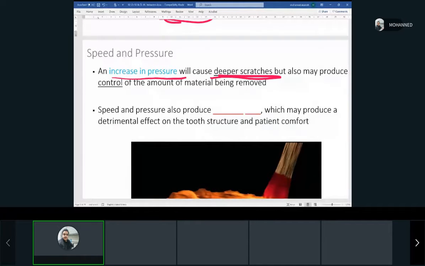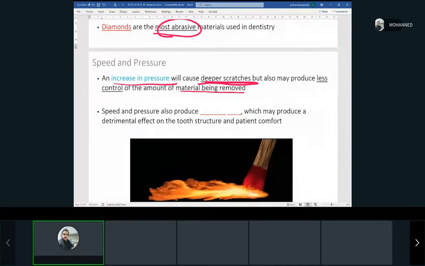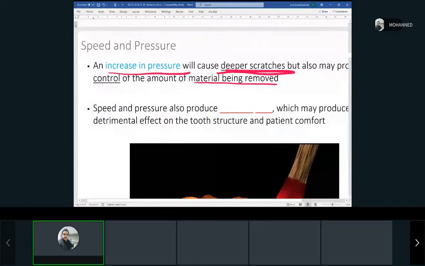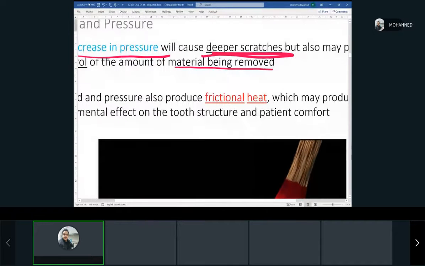You might also produce a less controlled amount of material being removed. So you have to apply a good amount of pressure when you're working. We talked about that in coronal polishing: you don't want to press too much. You have to measure your pressure depending on how much stain there is and what material you're using, whether it has coarse abrasives or fine ones, and so on. Also, speed and pressure can produce what? Heat, and we call that frictional heat. Because of the friction, you can produce frictional heat.